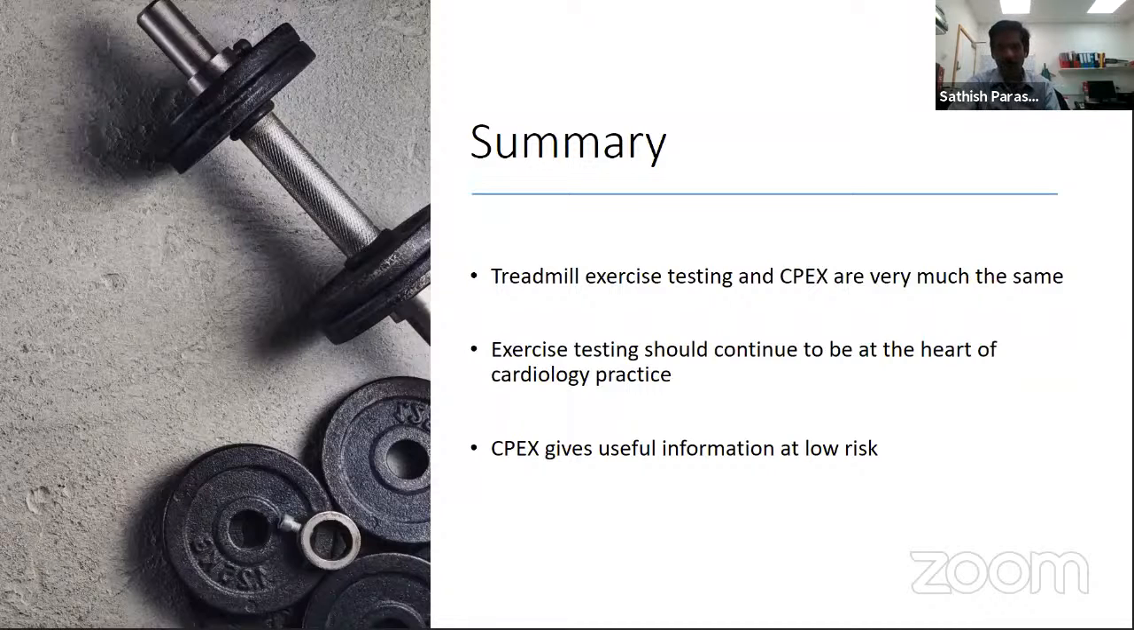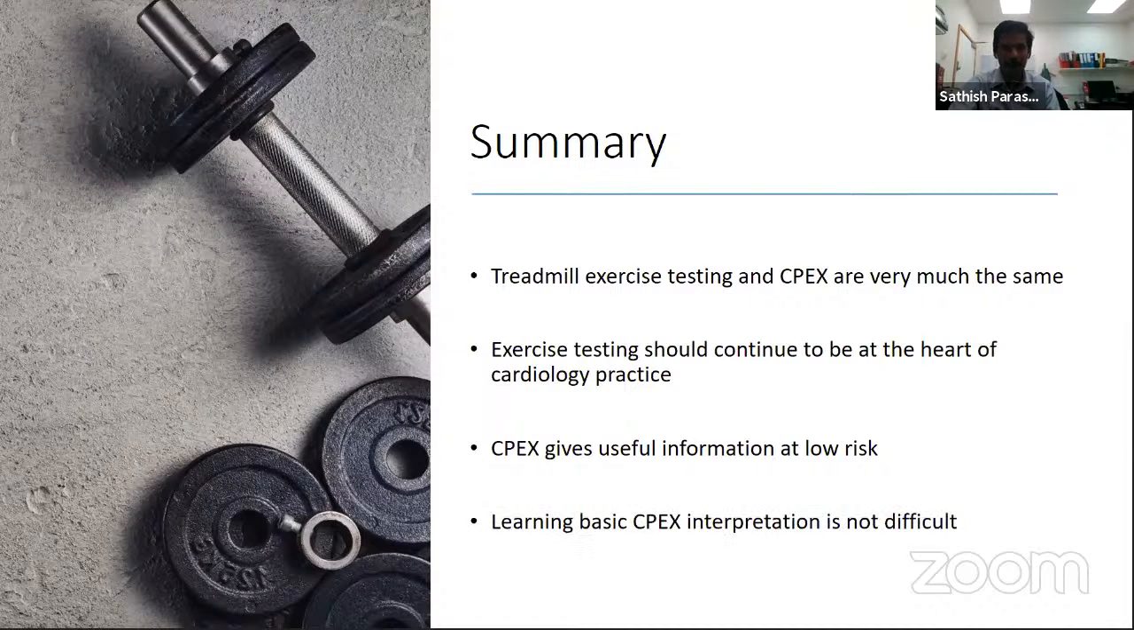CPEX gives useful information at low risk. This is not an invasive test. And learning the basics of CPEX is not that difficult.